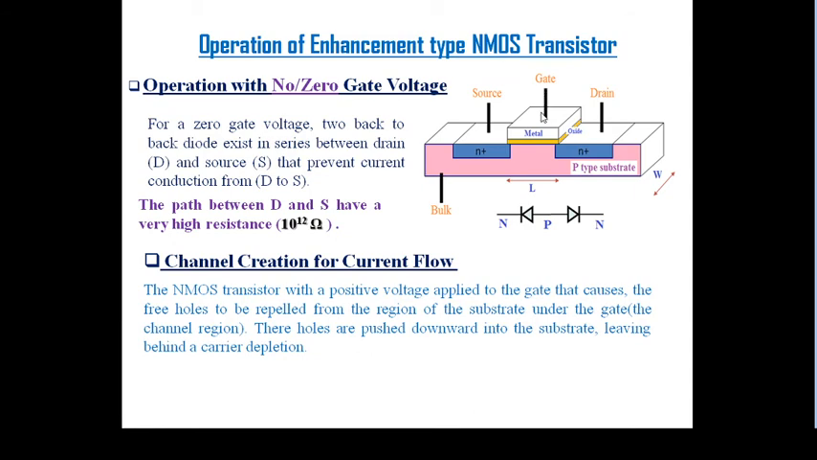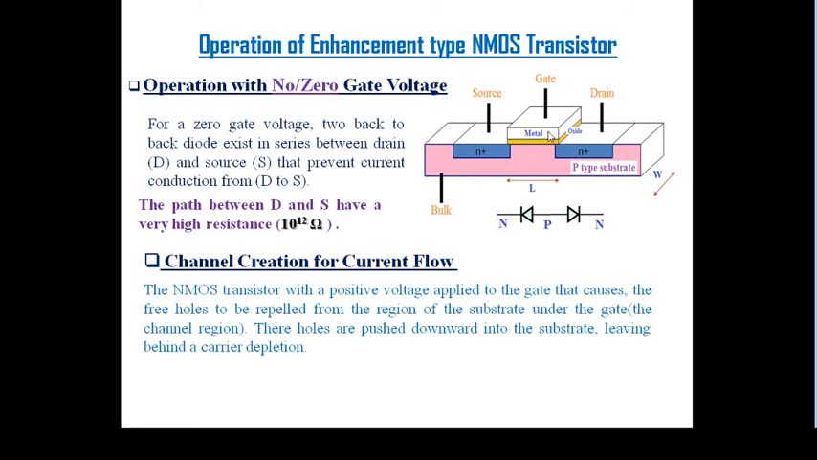This positive gate voltage repels the holes from the region of the substrate under the gate. In the p-type material, holes are the majority charge carrier, and these majority carriers will be repelled from that region towards the substrate. The holes are pushed downward into the substrate, leaving a carrier depletion region behind.